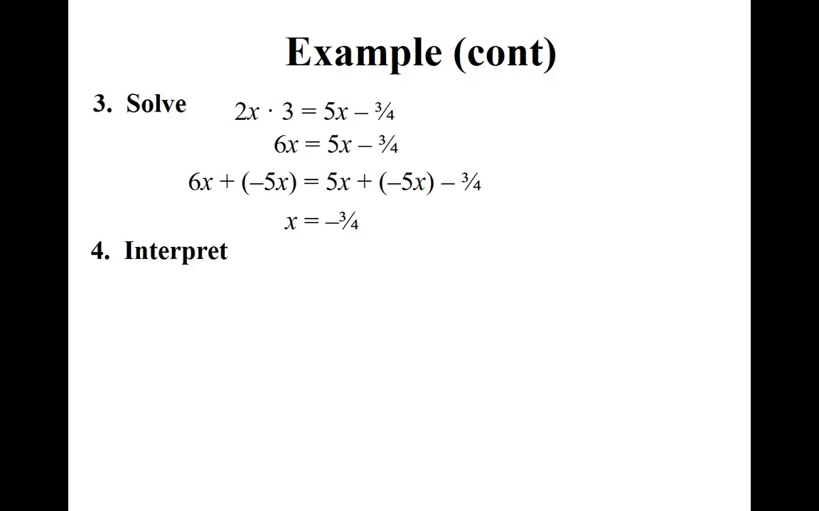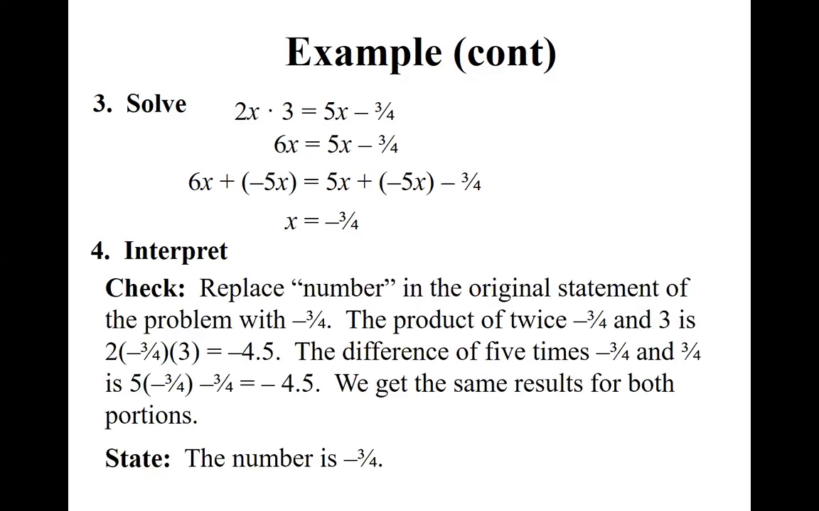So let's interpret. We can check. Replace the number in the original statement of the problem with negative 3/4. That gives us that the product of twice negative 3/4 and 3 is the same as the difference of 5 times negative 3/4 and 5. So the product of twice negative 3/4 and 3 would be 2 times negative 3/4 times 3. That's 6 times negative 3/4, or negative 18/4, or negative 4.5 if we divide that out.